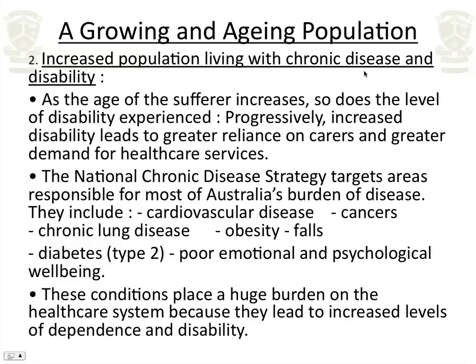If you have more people living with disease and disability, then they need more care. So it stands to reason that if our population is getting older, they are going to have more of these conditions that require care, and therefore that is going to put immense strain on the health system. You can see here what strategies governments are implementing to try and address these issues, and they're the particular areas they're looking at, specifically in relation to elderly people, because these conditions, as it says here, are placing such a huge burden on the healthcare system.